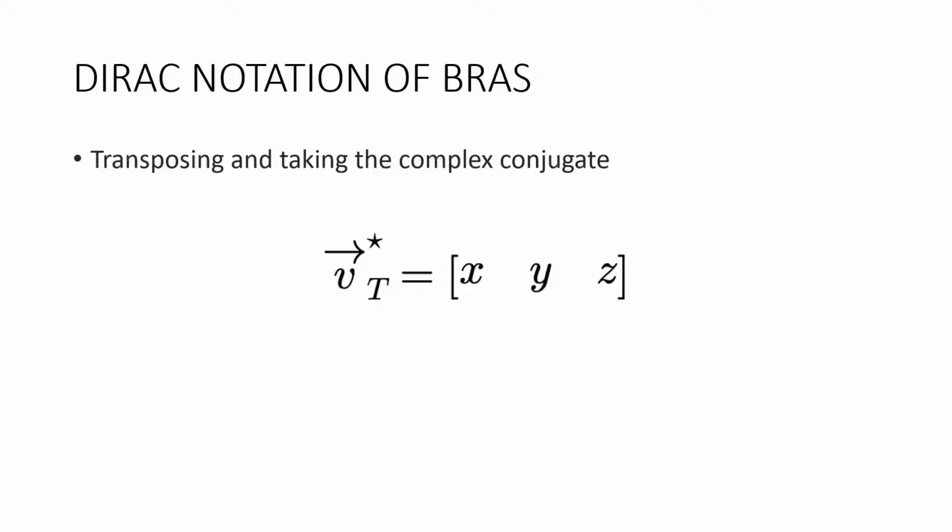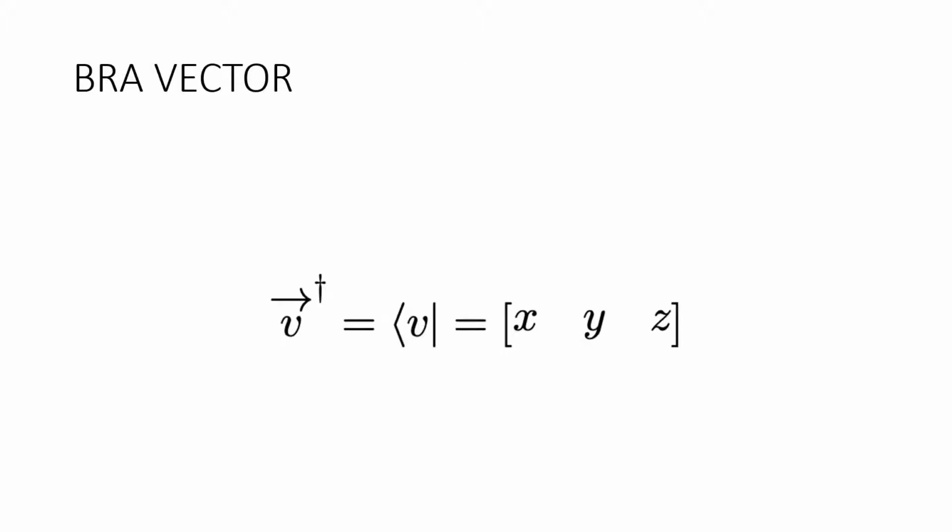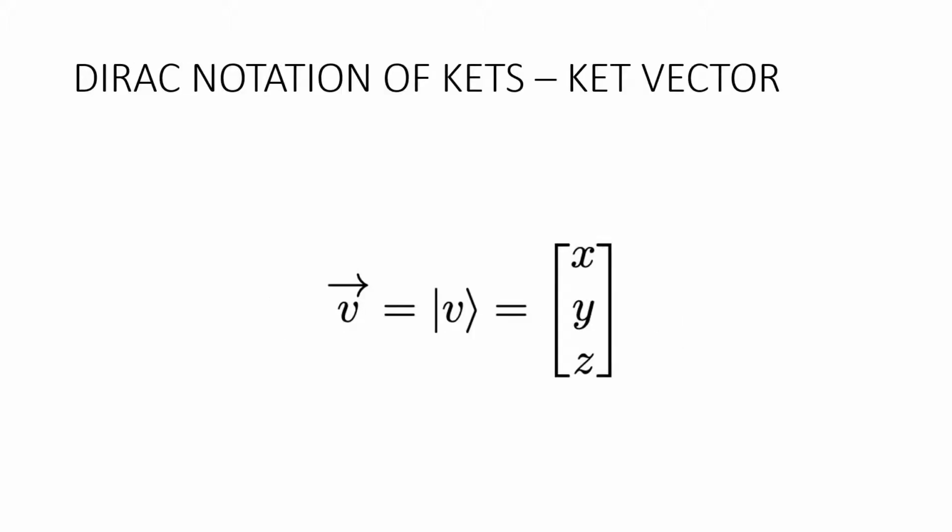Here the star represents the conjugate. Here you can see it. The Hermitian conjugate is denoted with a dagger and it is known as the bra vector. The representation of the bra vector: first it is written with a dagger. After that it is written with a vertical bar and an angled bracket.